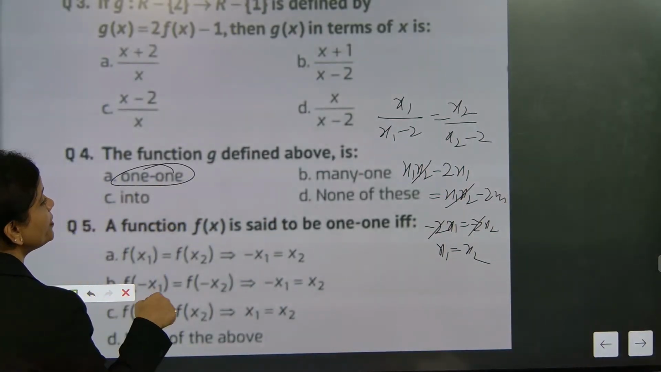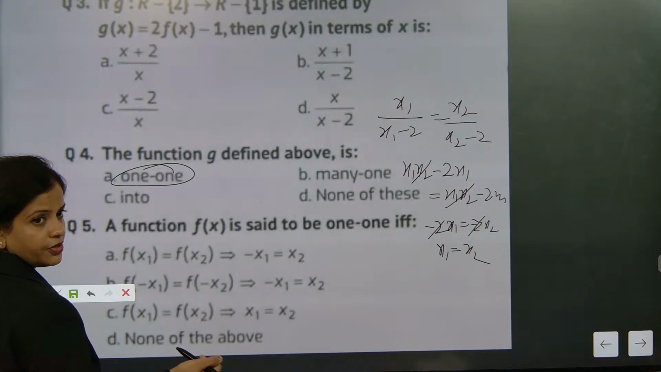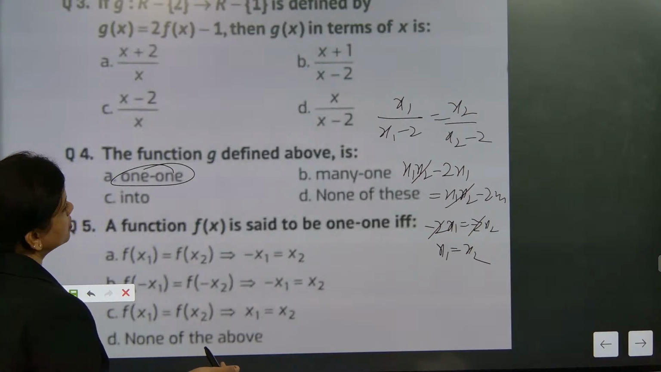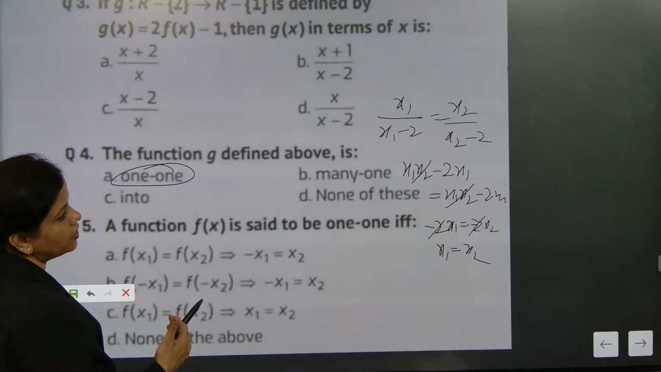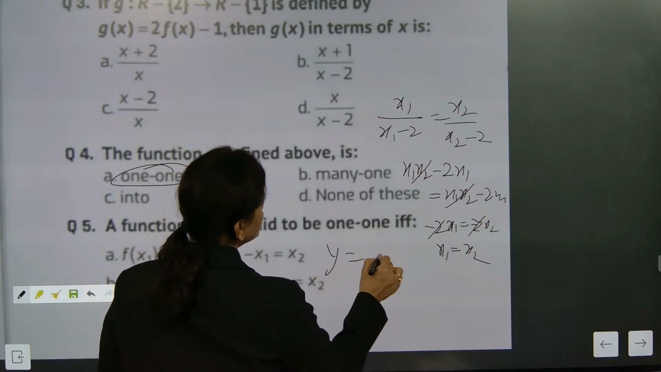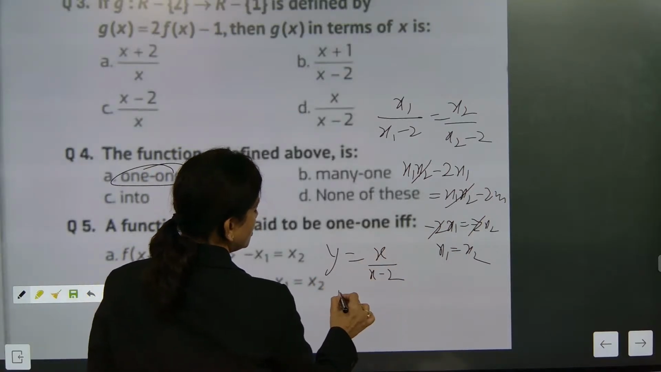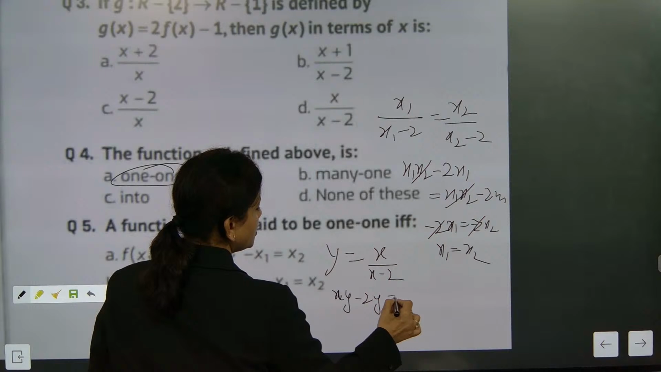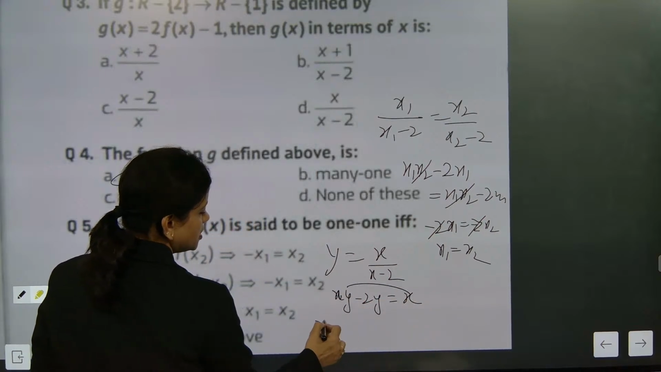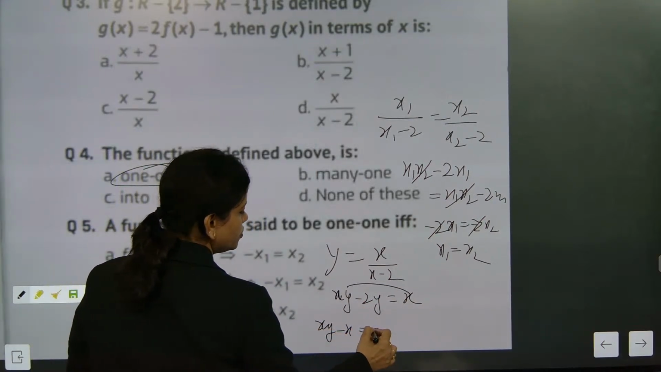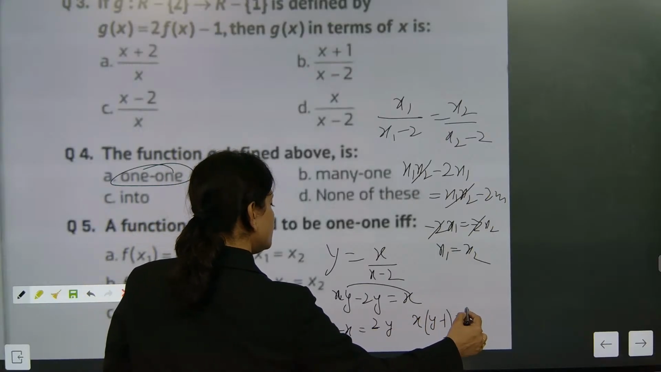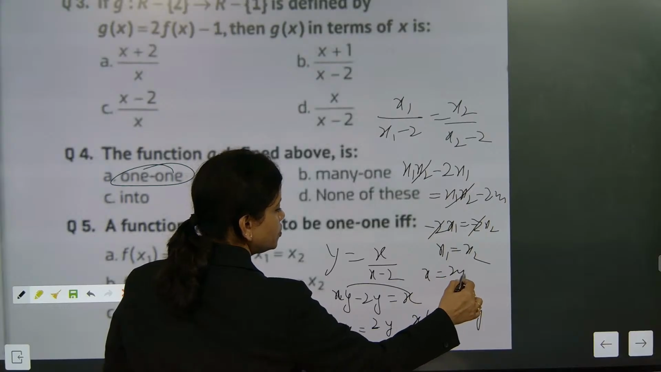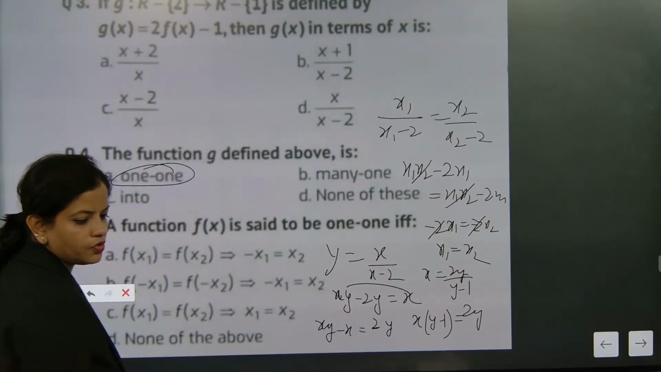Now is it going to be onto? We need to check. Is it going to be into? Because 2 will not be there. You check. y is equal to x by (x minus 2). xy minus 2y equal to x. Shift this x. xy minus x is equal to 2y. So x times (y minus 1) is equal to 2y. So x is equal to 2y by (y minus 1).